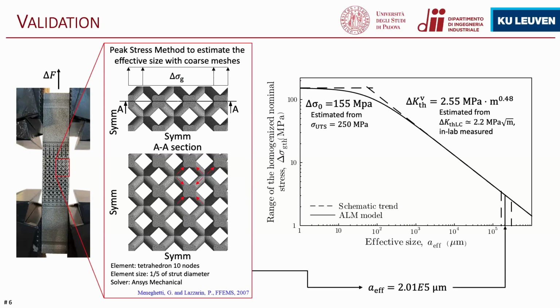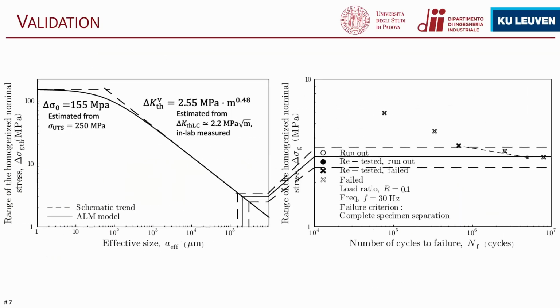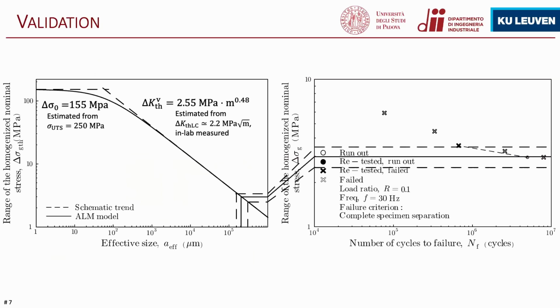Using this procedure, I estimated a crack size of about 20 centimeters, which is quite high, but it makes sense because the struts are very, very small. And if I compare this prediction with experimental results, I obtain this estimate of the fatigue limit, which is in good agreement with the experimental results I obtained. I kept the scatter band of the peak stress method for the estimation of the effective crack size. However, I'm quite satisfied with the prediction because the estimate is really close to the endurance limit at about 10 million cycles, so in the very high cycle regime.